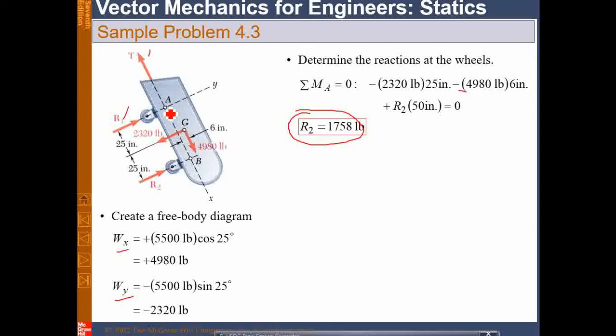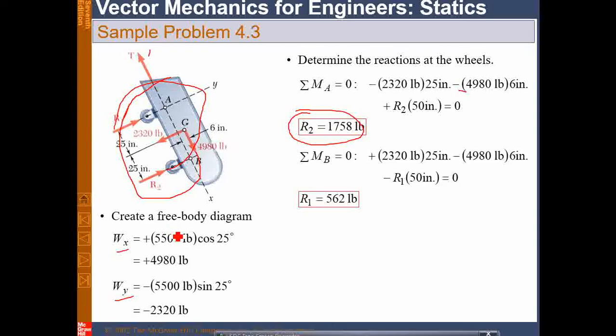Because from this point, this force is trying to rotate the body in a clockwise way from A. We have seen that we have taken or assumed clockwise rotations as negative. In this case also, same. However, R2 is trying to rotate the body in an anti-clockwise fashion. In a similar way, you can find out reactions at B also.